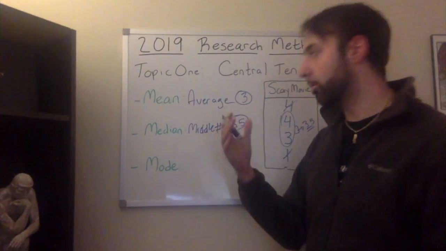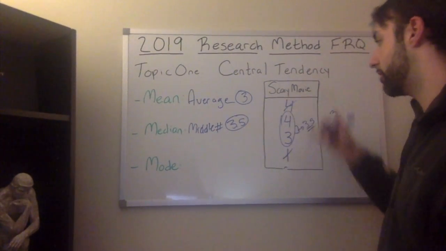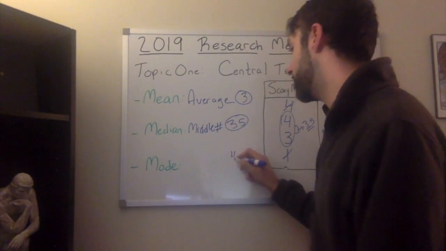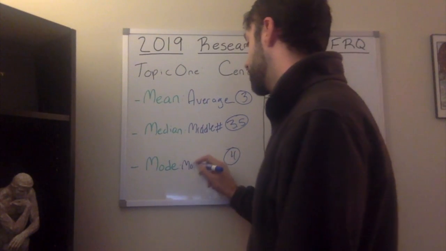Mode is the most common or most frequent number in your set. Here the number 4 appears twice, so that would be our mode. It's the most frequent.